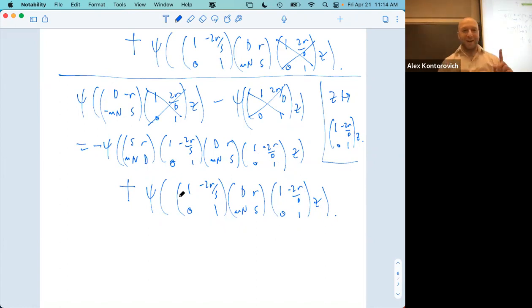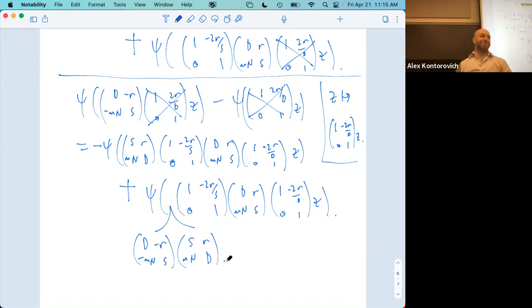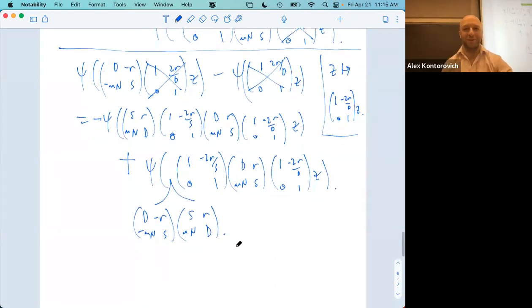Okay, we're almost there. I want to express this as this term in front. I'm going to put it here. Beautiful. Love it. D minus R minus MNS. I can't just stick it there. I have to put its inverse in. What's its inverse? It's swapping the diagonals and negating the off diagonals. Love it. Okay, check out what we just proved.